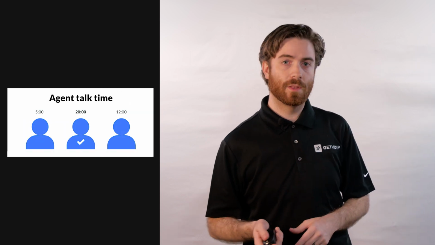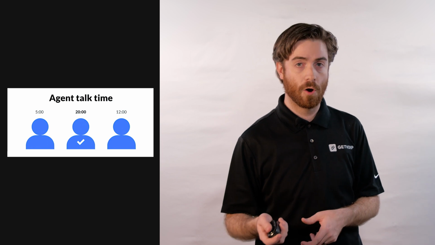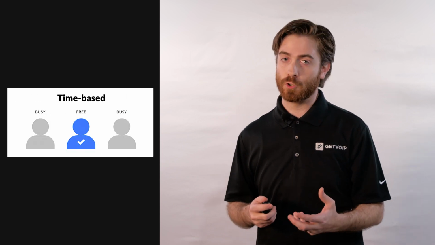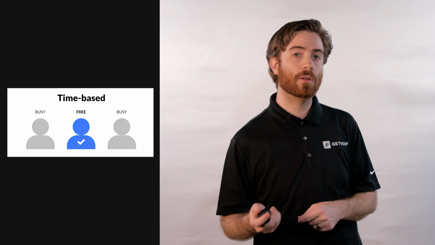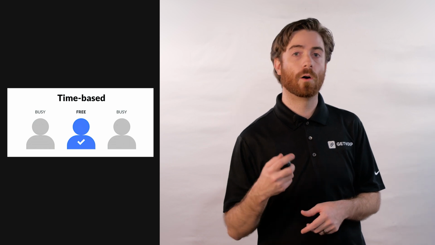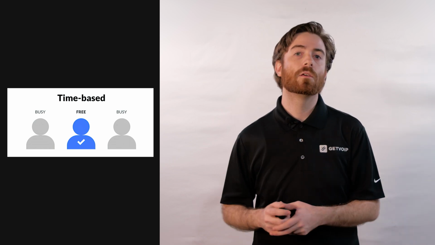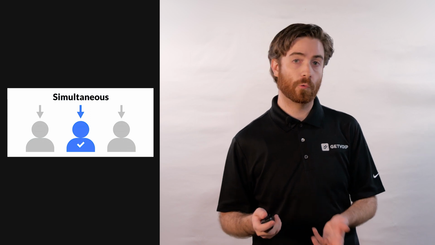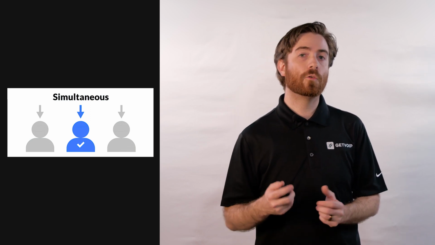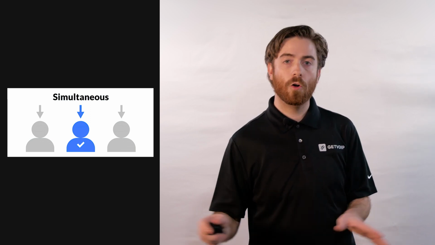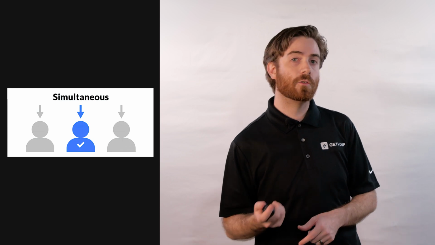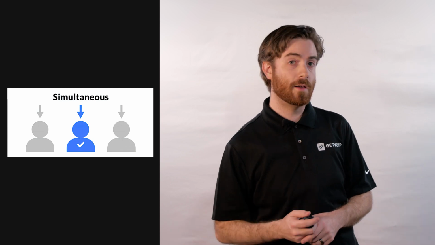Idle time distribution sends calls to the agent that has gone the longest amount of time without taking a call, and time-based distribution routes calls according to each agent's time zone or set working hours. Simultaneous distribution, also called simultaneous ringing, distributes an inbound call to all agents at the same time, and the agent to pick up their phone first is the one that takes it.